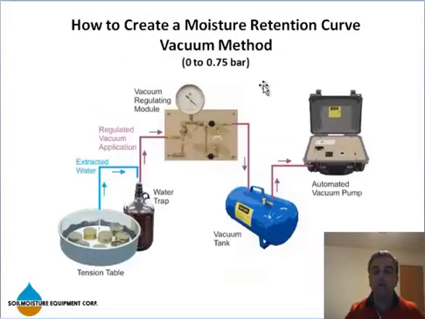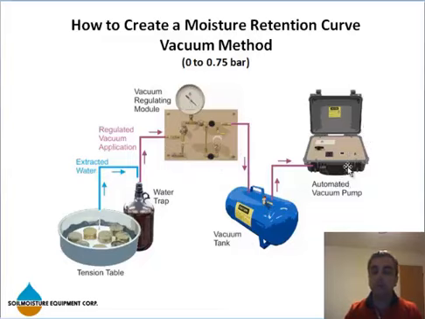Now, if you are after a more convenient way of doing the vacuum method, you can always go with a vacuum regulating or vacuum manifold. All right, let's take a look at this system and let me tell you what you're looking at. This is again a vacuum method, but here this is your tension table that can be a sandbox tension table or a ceramic tension table. And then there is a water trap assembly. Then there is your vacuum manifold, a vacuum tank, and a vacuum source.